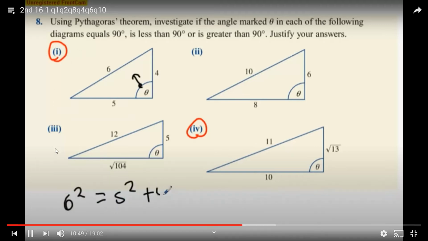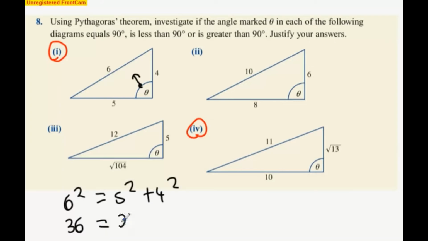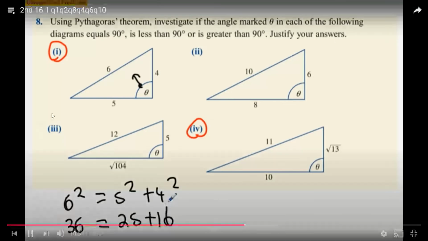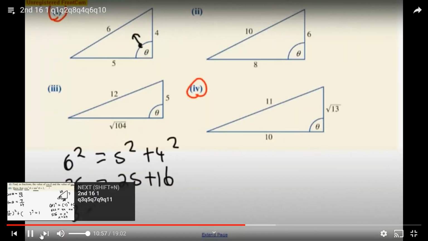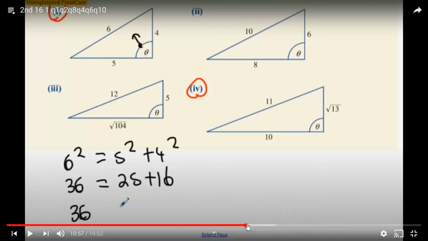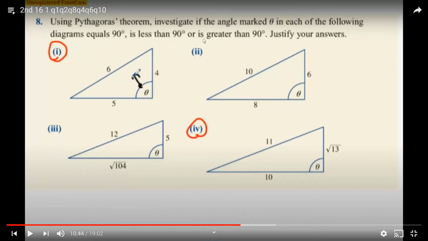In each of the following questions, use Pythagoras Theorem to investigate if the angle marked theta in each of the following triangles is equal to 90 degrees, less than 90 degrees, or greater than 90 degrees. So if we go back to the original question there, what you can see is that you have to use Pythagoras Theorem for all 4 questions.